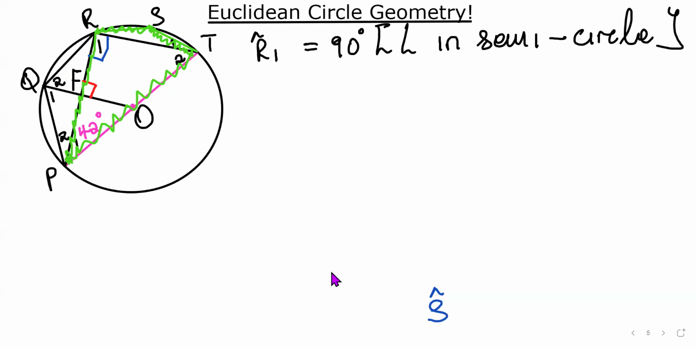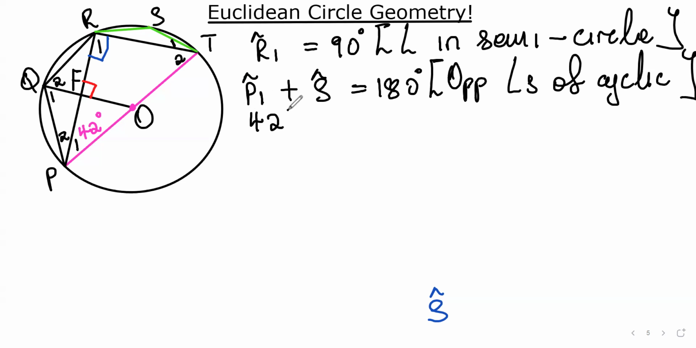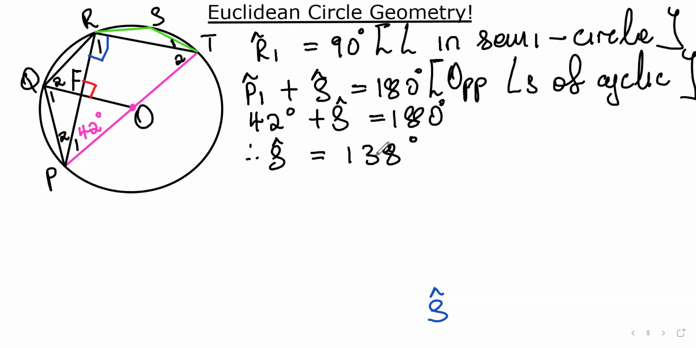Knowing what we know, angle S is opposite angle P1. If you take angle P1 and add it to S, you get 180 degrees, because they are opposite angles of a cyclic quad. Now, since we know that P1 is 42 degrees and S is unknown, it stands to reason that angle S is simply going to be 138 degrees.